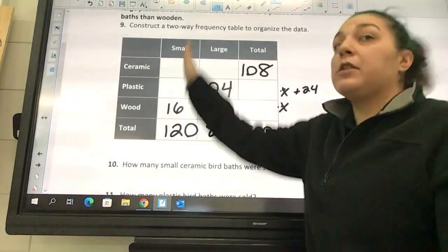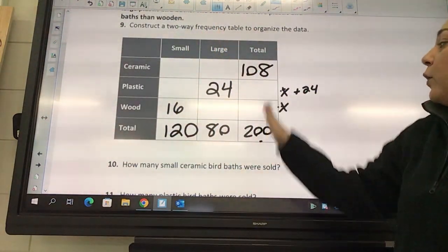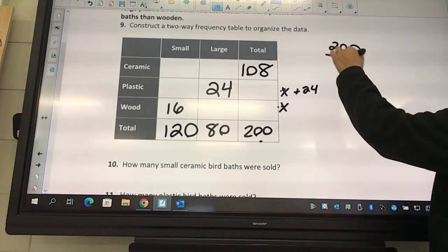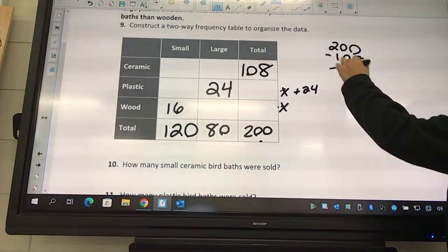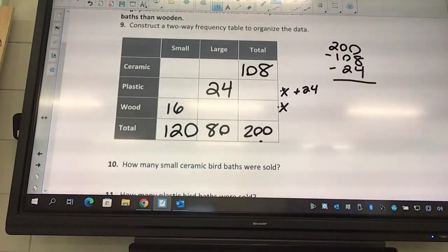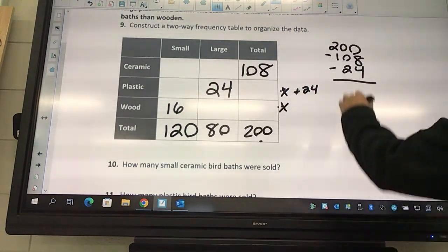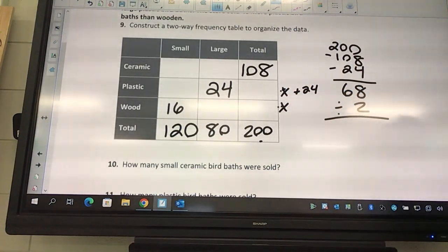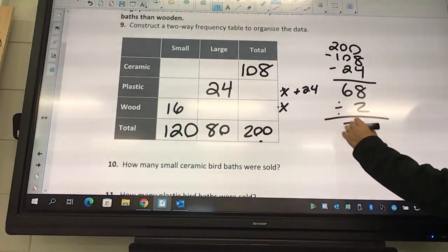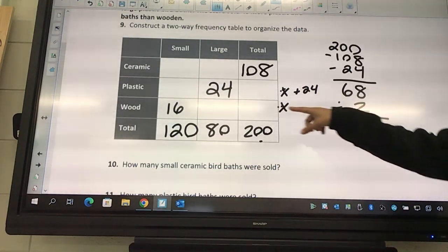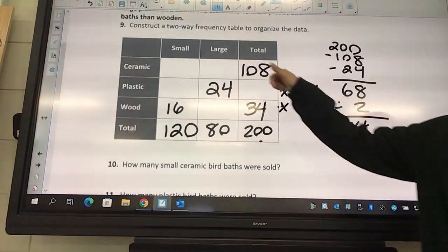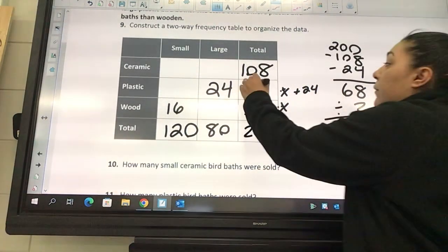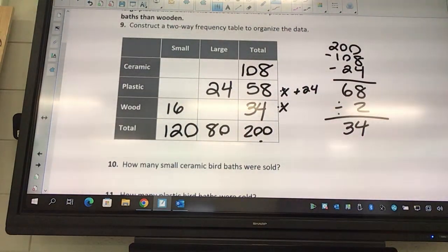I can't do this row because there's two empty. I can't do this row because there's two empty. This one, however, we can do. This one's a little bit trickier, and I'm going to write it off to the side. You're going to say 200, because that's our total, minus that 108, minus 24. Do that. What number do you get? 68. Now, we know between the two of these, we have X and X. So you're going to say divided by 2. What is 68 divided by 2? 34. So 34 is essentially our X. So 34 is going to go here. Well, we know that this one sold 24 more than that one. So what is 34 plus 24? 58. What other box can we fill in?